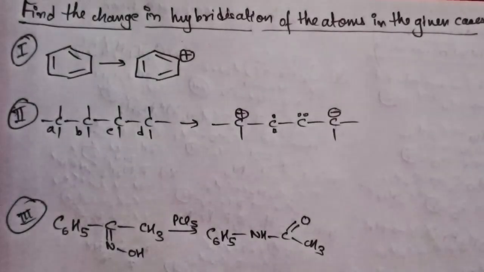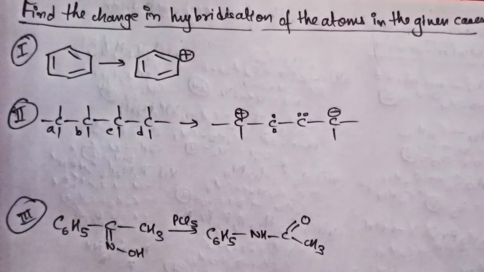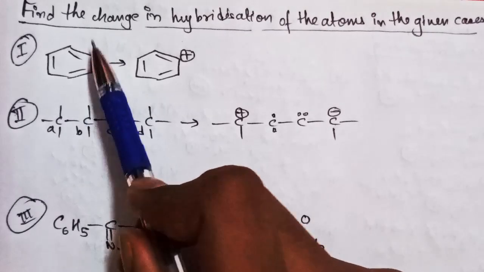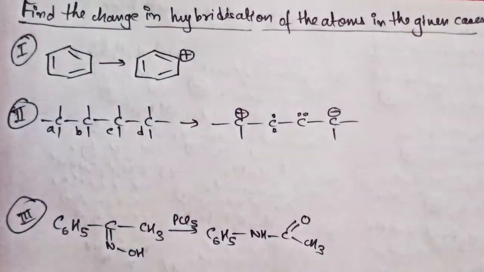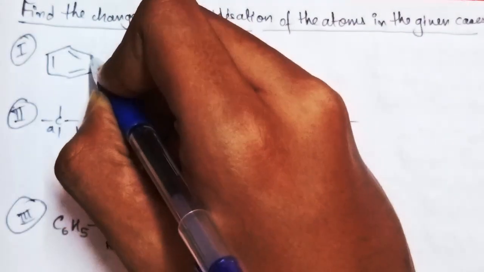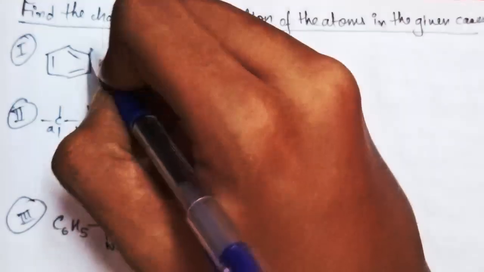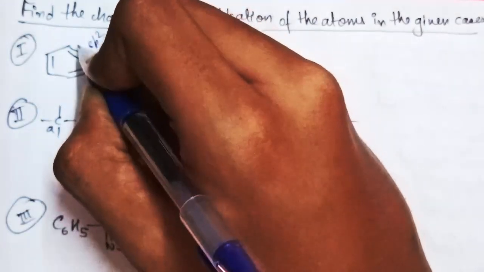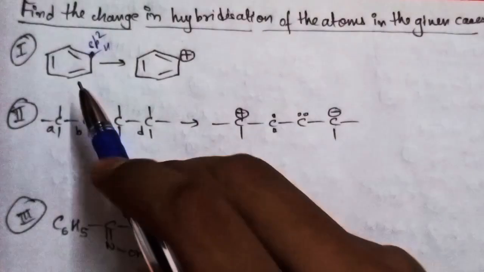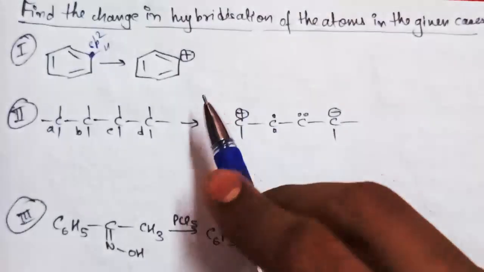In this illustration, we will find the change in hybridization of the atoms in the following cases. Let us start with the first case. In the first case, we can see that benzene is converted into a benzene carbocation. If we find the original hybridization of this atom, we find it to be sp2 because it has 3 sigma bonds and 1 pi bond. Therefore, the hybridization is sp2.